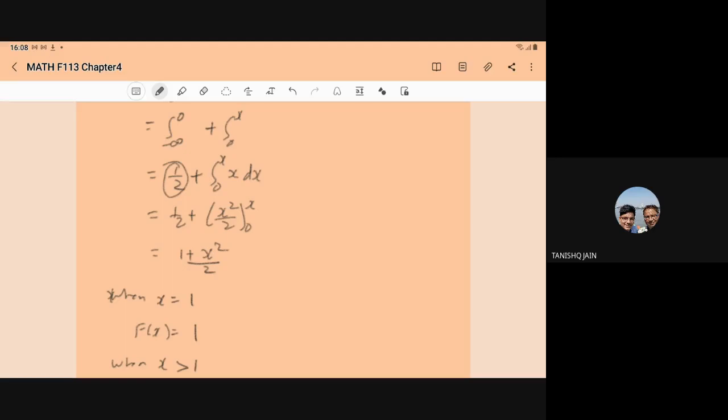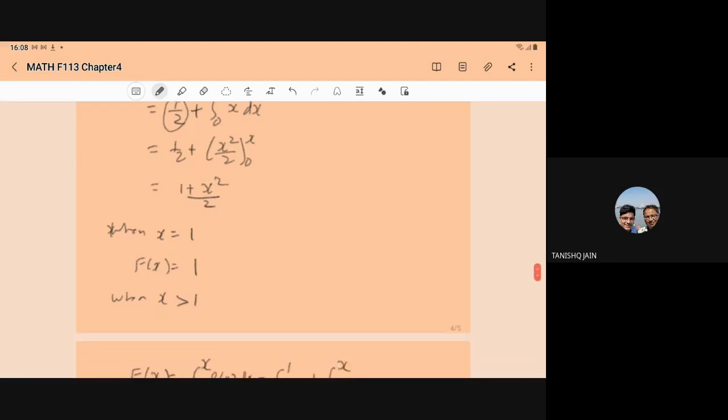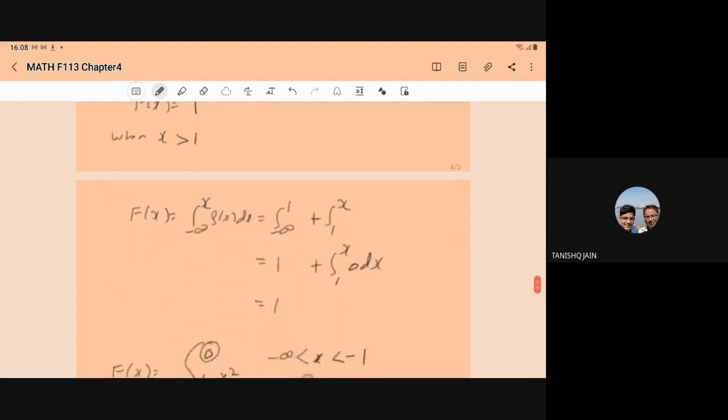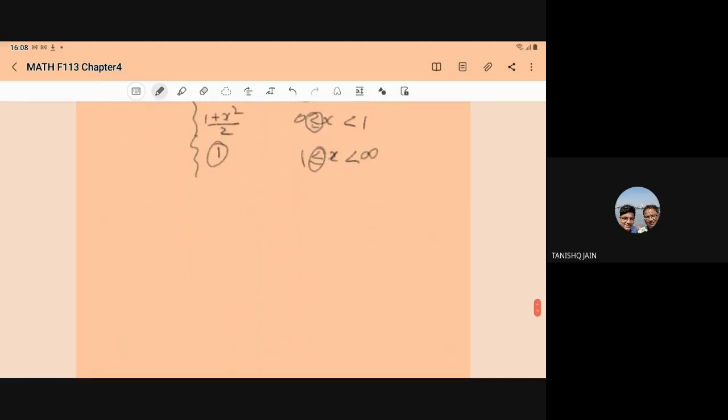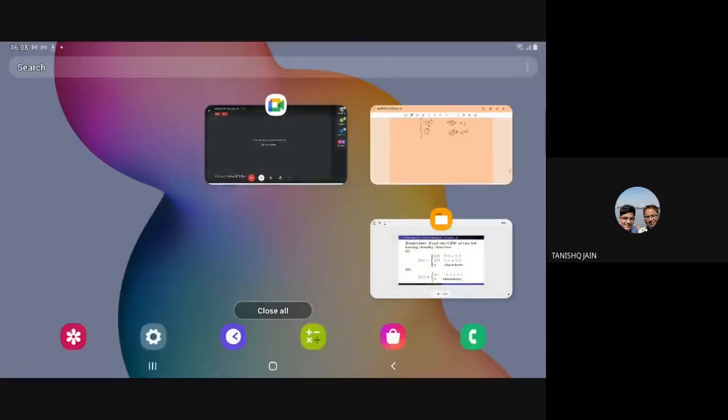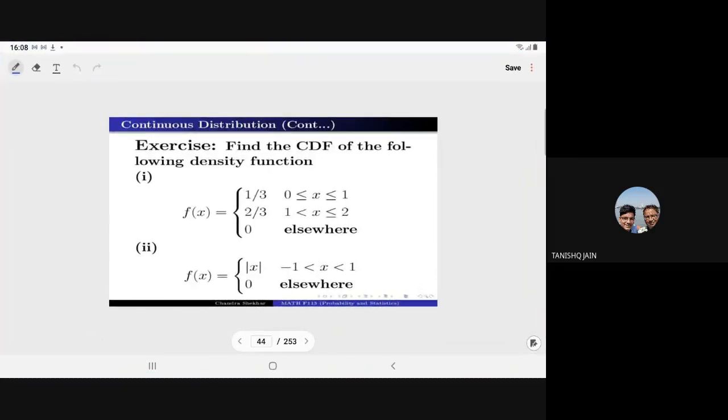So don't forget to add the previous CDF, because CDF is what? It is accumulation of the PDF from starting to that point. So always you have to add for the previous one also. So this is the way to write the CDF or to compute the CDF.